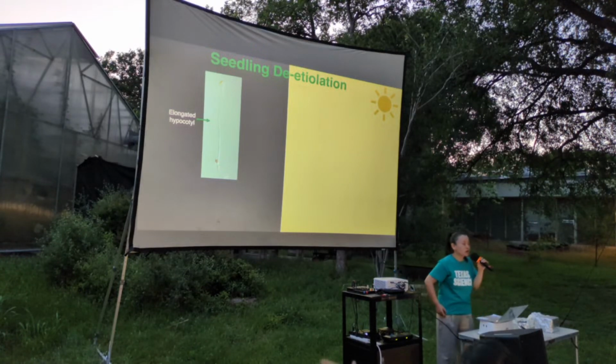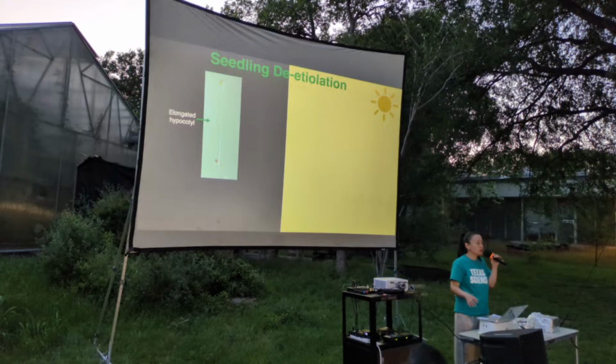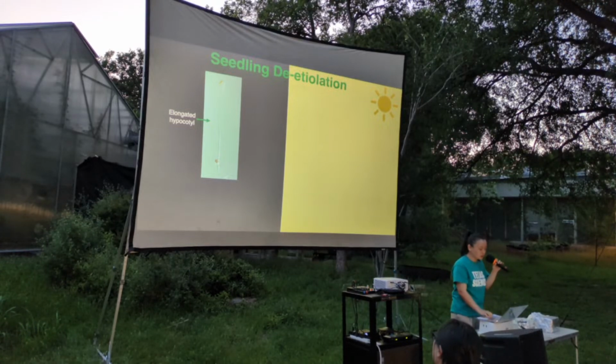Yeah, that's correct. Because under dark, plants cannot do photosynthesis. They need food and energy. So they need to grow as soon as possible to the surface of the soil to approach the sunlight to make food and fuel.